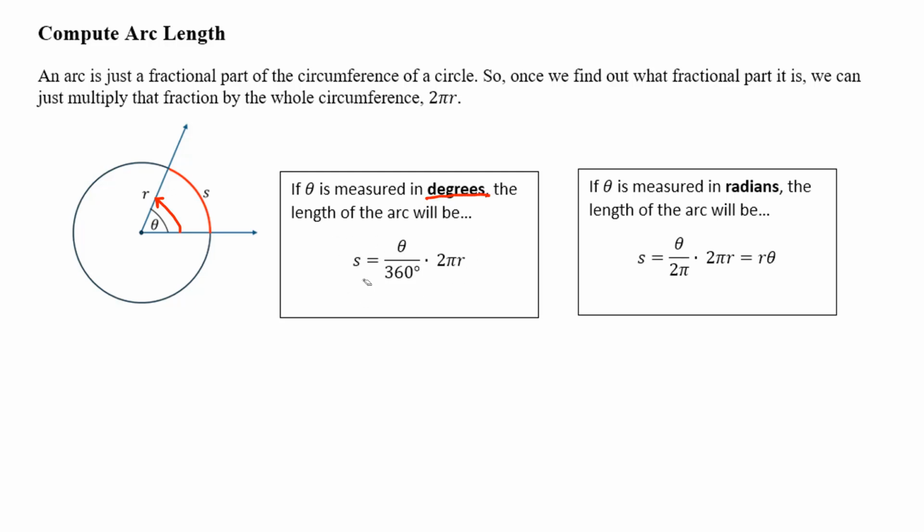You will say, okay, the length of the arc is just theta over 360 times 2 pi r, which is the whole circumference. So the fractional part of the circumference: theta over 360 times the circumference, which is 2 pi r. If theta is in radians, then the length of that arc is going to be theta over 2 pi times 2 pi r, the circumference. And in that case, if theta is in radians, you just end up with the equation, the arc length equals r times theta, radius times radians.